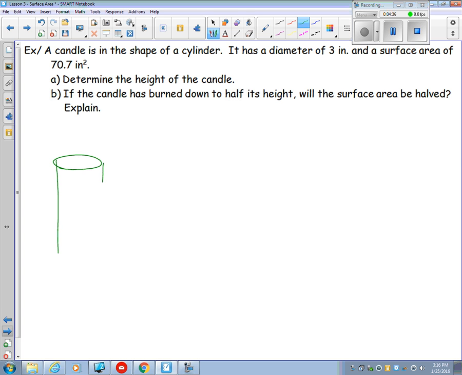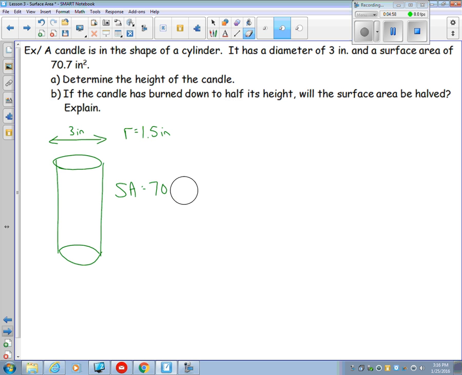Okay, we're looking at a candle in the shape of a cylinder. So we draw ourselves a cylinder here. We know the diameter is 3 inches, all the way across, which means our radius is half of that, so 1.5 inches. And they're telling us that the surface area is 70.7 inches, which is unfortunate because that means we're going to be solving something. They tell us the answer, usually means you have to find parts and pieces. They're asking us to find the height, part A.